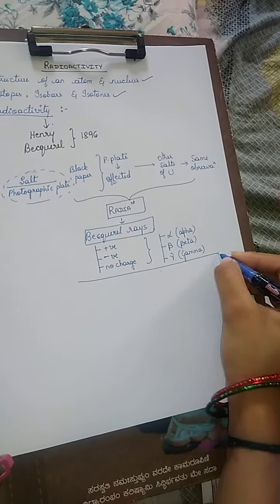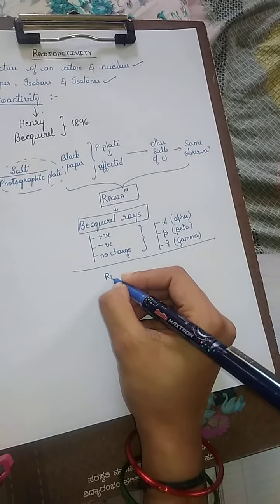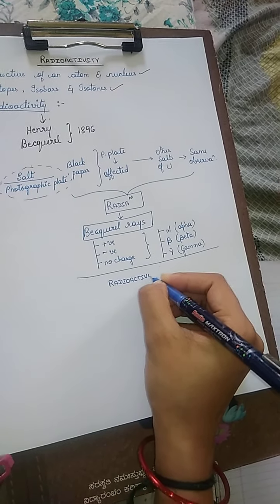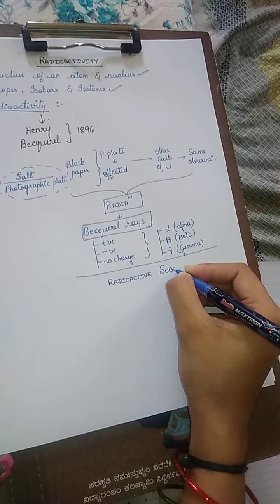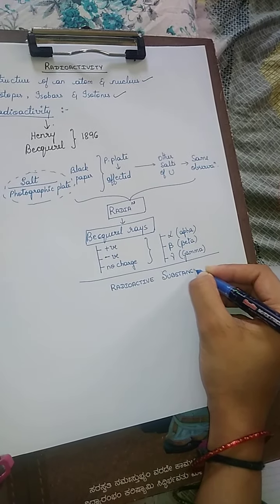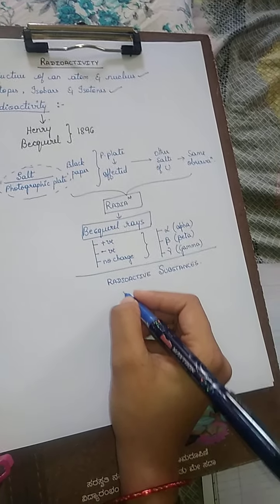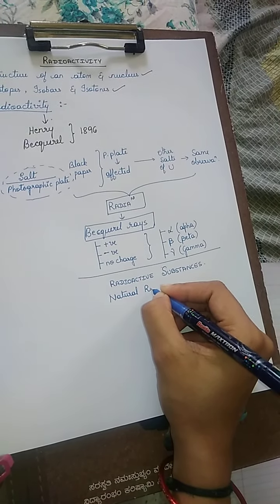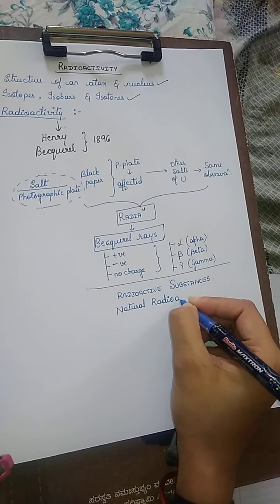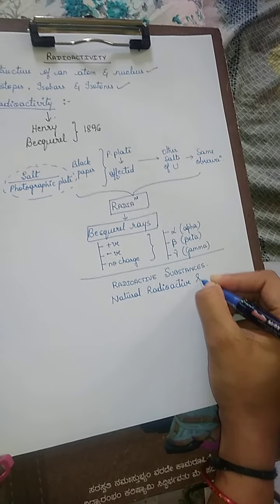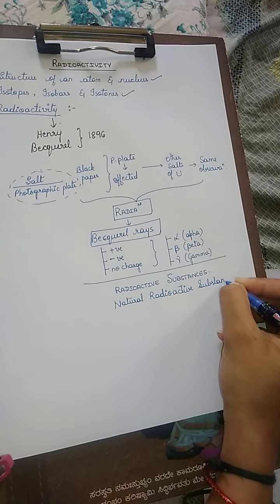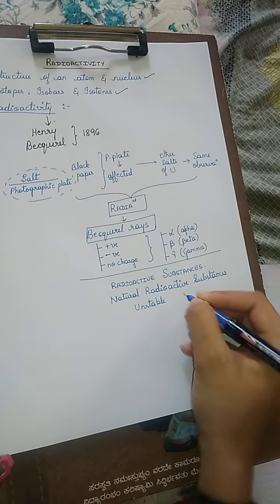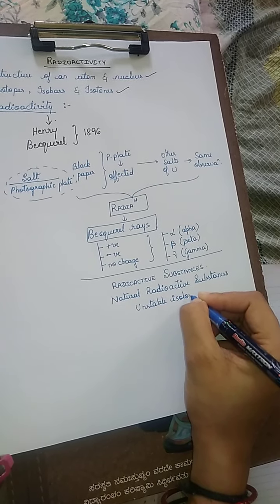The salts which were used here are called radioactive substances, or natural radioactive substances, and the other name for this is unstable isotopes.